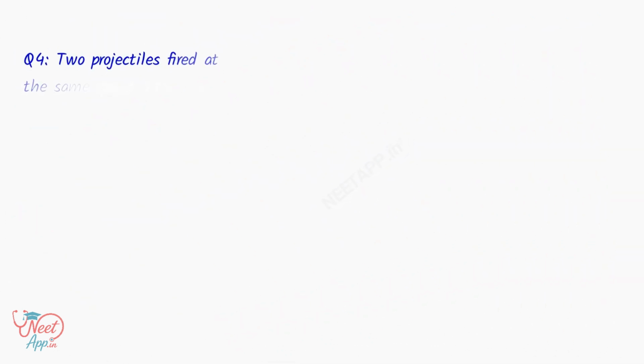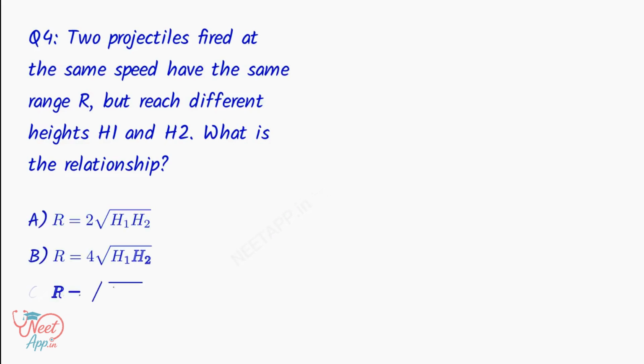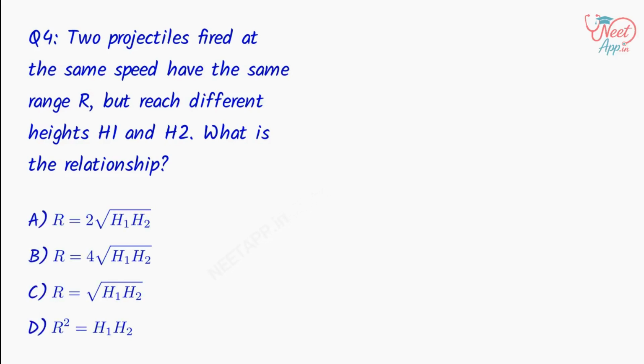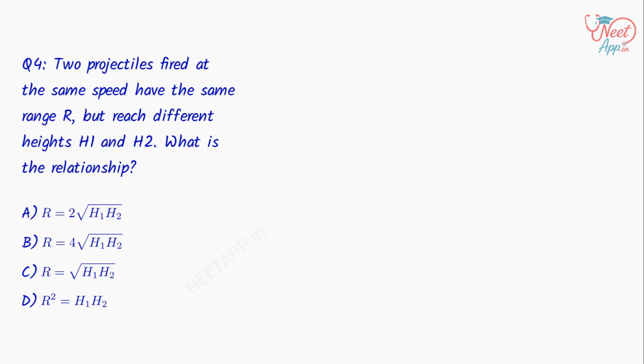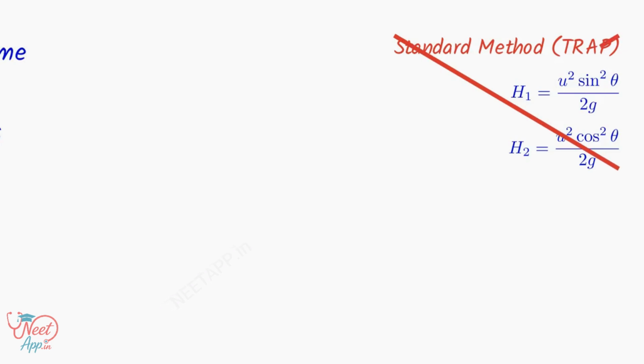Let's solve this complex question in 30 seconds. Two projectiles fired at the same speed have the same range r but reach different maximum heights h1 and h2. What is the exact relationship between r, h1 and h2? The standard method is a trigonometry nightmare. You have to assume the projection angles are theta and 90 minus theta, write out the individual height formulas, multiply them together and juggle trig identities for 4 minutes just to prove the ratio.